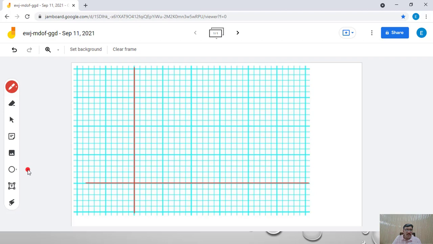So I am going to label the axis here: time in seconds. And on the other side, the vertical axis, I am going to take displacement, and displacement will be in meters.